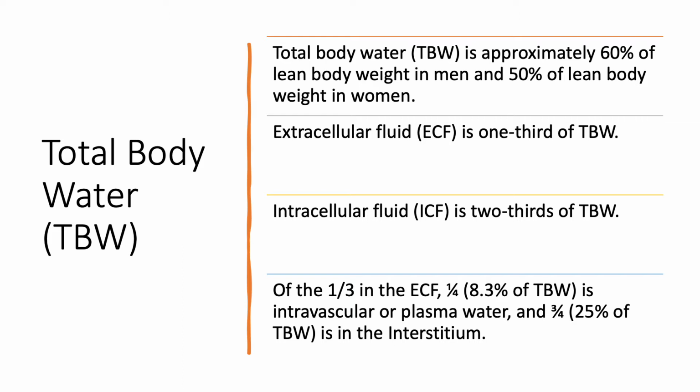So again, 50% of lean body weight in women, 60% of lean body weight in men is water. 2/3 is inside the cells, ICF, intracellular fluid, 1/3 is extracellular, ECF. Of the extracellular, 1/4 is plasma water, and 3/4 are in the interstitium.